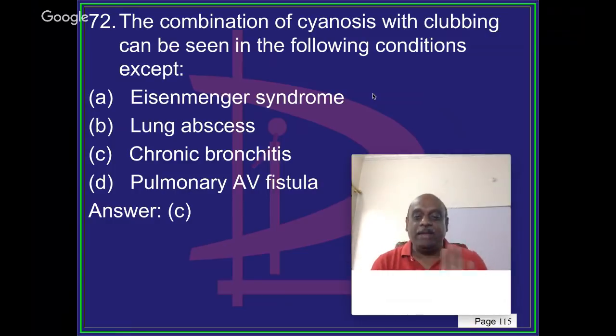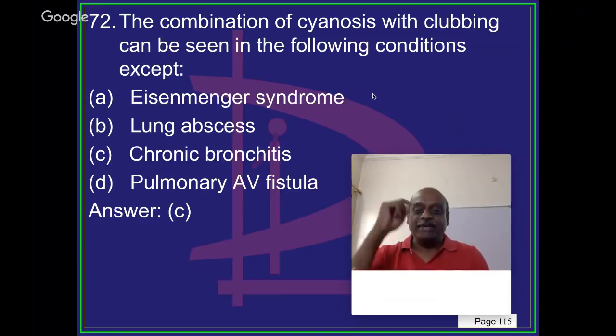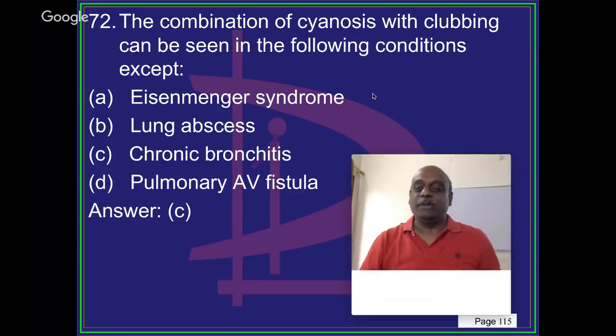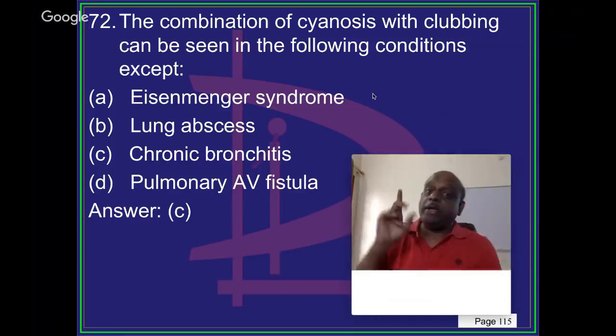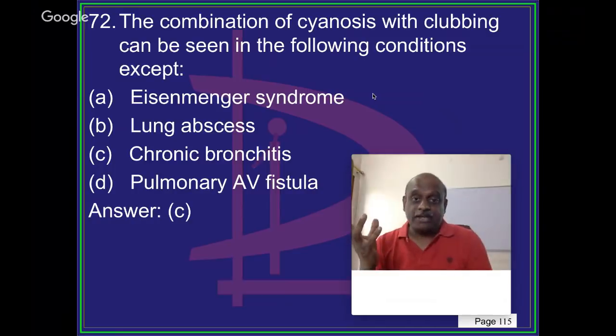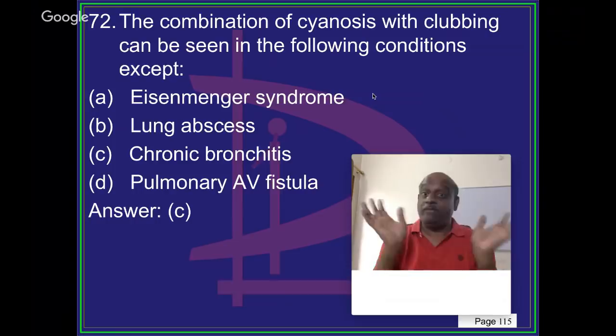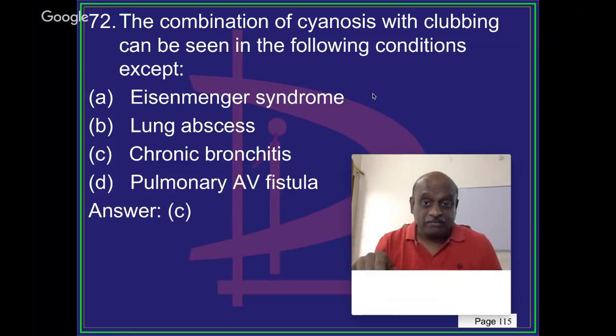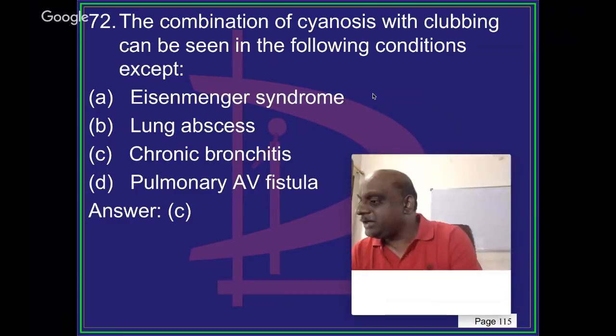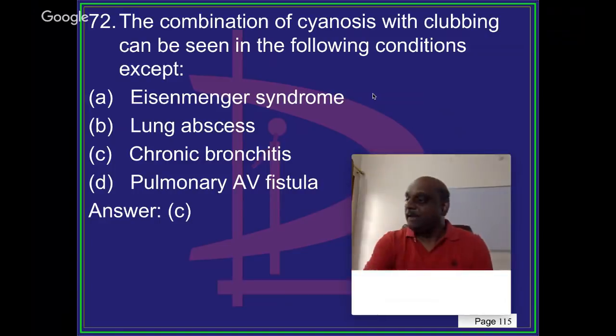In bronchitis, clubbing never occurs. If clubbing occurs in bronchitis, what should you think? You should think there's an underlying bronchogenic carcinoma. So please don't forget, doctor. Because smoking leads to bronchitis, and smoking also leads to bronchogenic carcinoma. Otherwise, with bronchitis alone, you never find clubbing. If you find clubbing, then you should look for an underlying bronchogenic carcinoma. Favorite question, right?